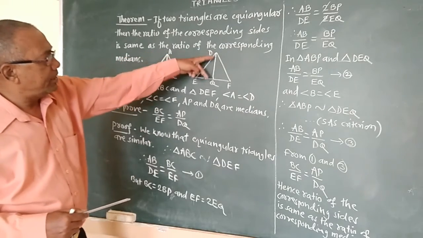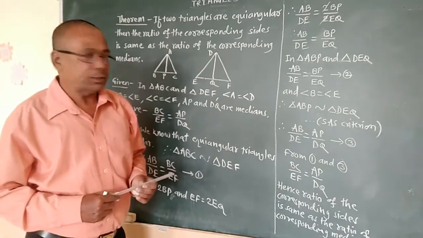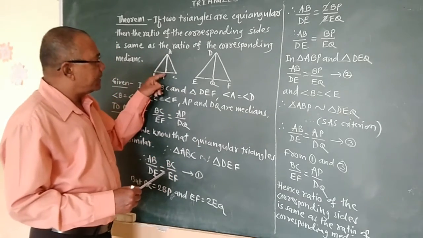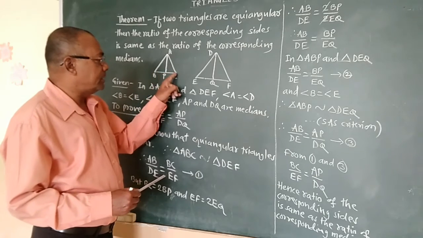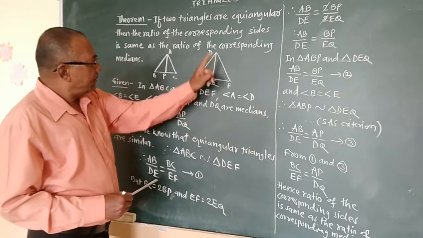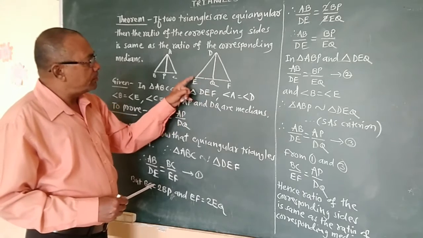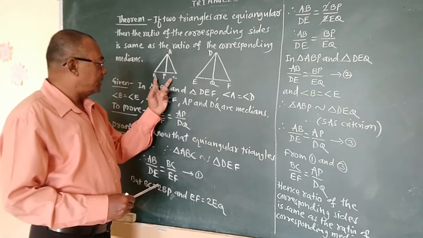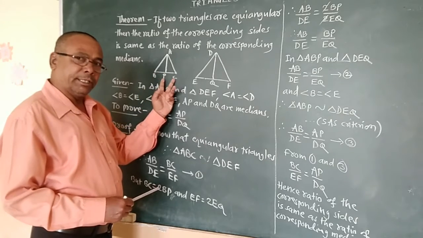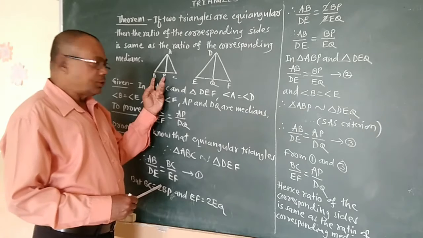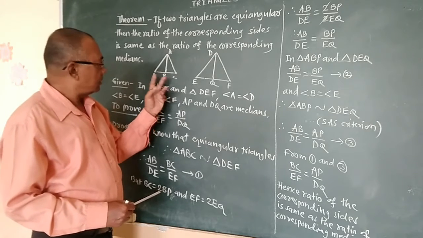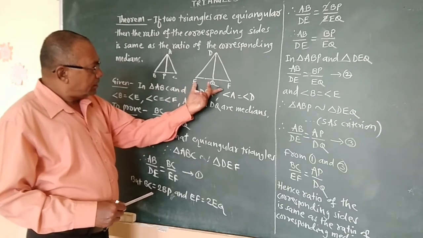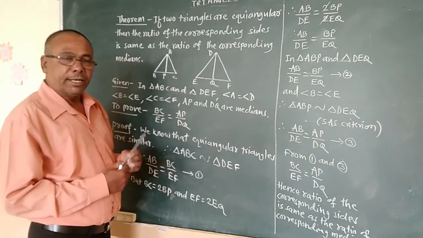Here AP and DQ are the medians of the two triangles, which means if AP is the median, then P is the midpoint of BC. Similarly, if DQ is the median, then Q is the midpoint of EF, and since P is the midpoint of BC, we get BP equal to half of BC, or BC is equal to twice BP. Here EF is equal to twice EQ, we can get here.